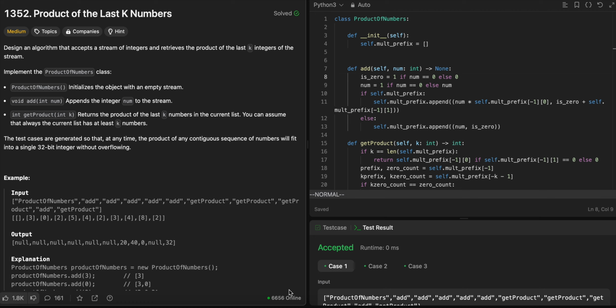To another daily challenge. Today we have product of the last k numbers. It says design an algorithm that accepts a stream of integers and retrieves the product of the last k integers in the stream, which is k is an argument, by the way.